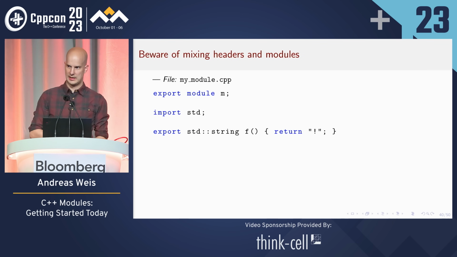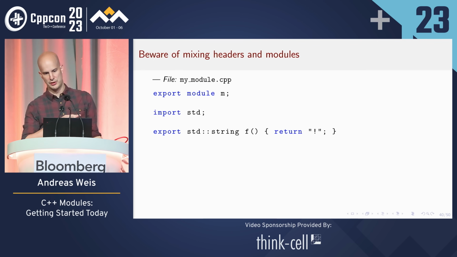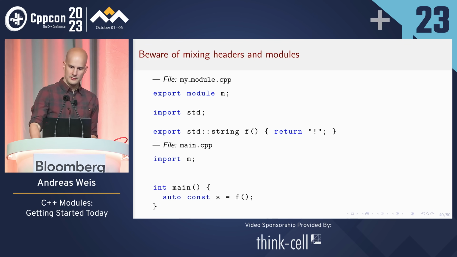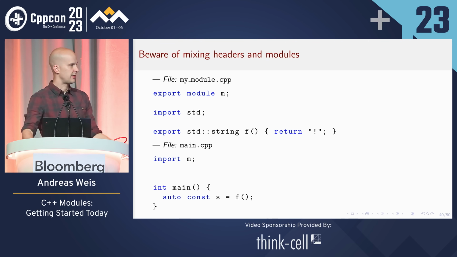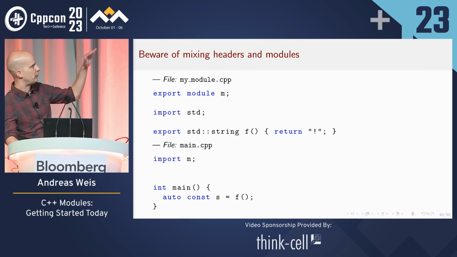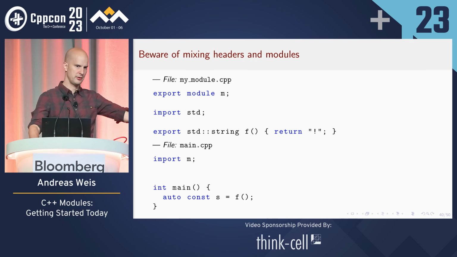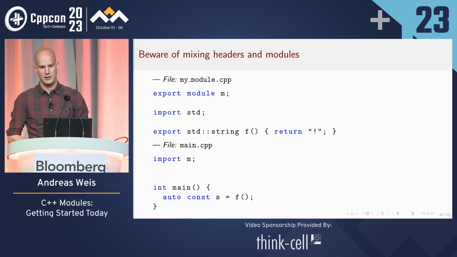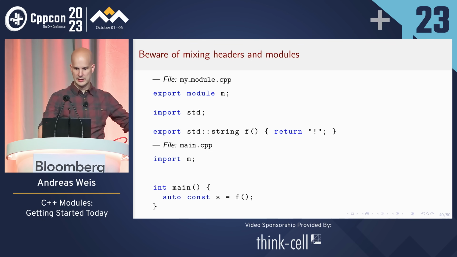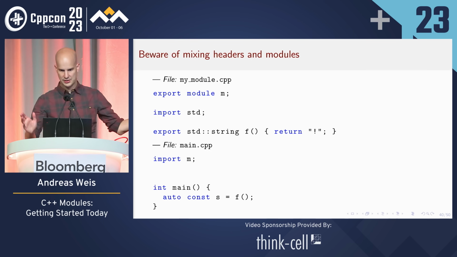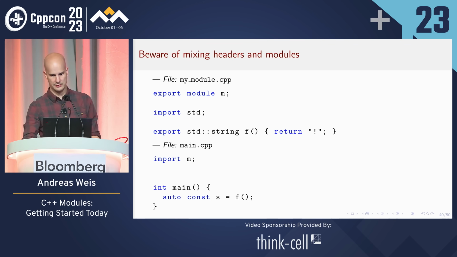So where things get a bit problematic is now if you come into the situation where you're mixing headers and modules. So let's say we start out with an example like this. We can have the modularized standard library. We export a function that returns a std::string. So in this case, I can just use this function. I can use the string. That is all fine.